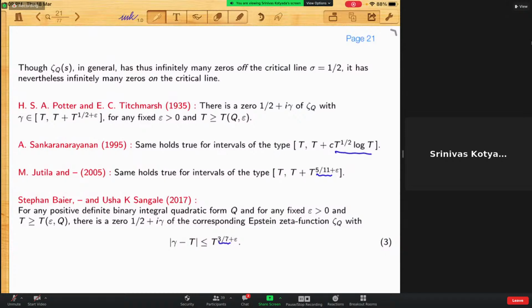So in this talk, I would like to discuss how we got this improvement, how we crossed this half barrier, and then only talk a little bit about this recent development. That's the plan.